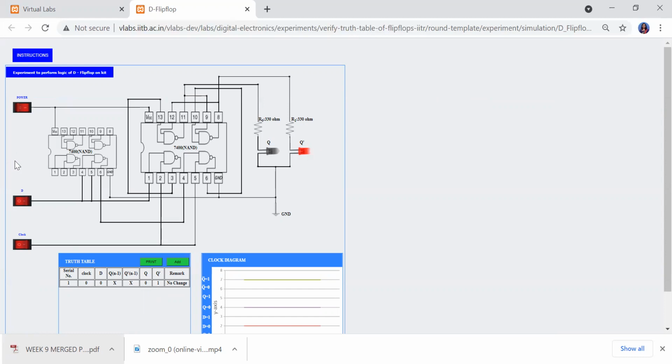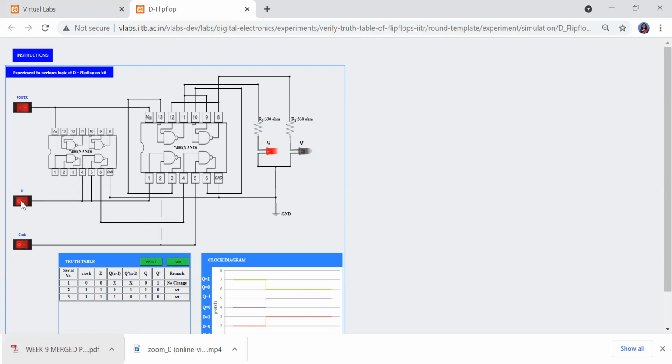Now we will make D as 1 and we will apply the clock. Now here we can see as clock is 1 and input D is 1, so output Q is 1. So here the LED corresponding to output Q is on. Here input D is 1 and clock is 1, so again output Q is 1.